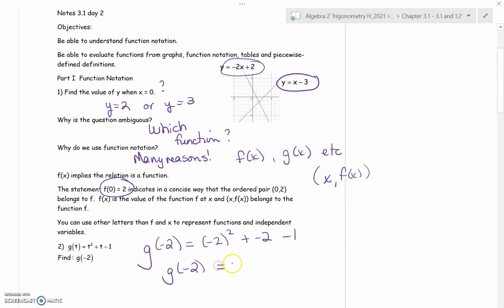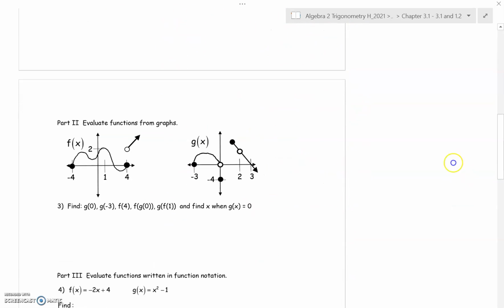Okay, so come on back. Did you notice that we have 4 minus 3? So g of -2 is 1. So this is saying that there's an ordered pair (-2, 1), and that (-2, 1) belongs to the function g. Okay, let's go ahead and go to the next page.